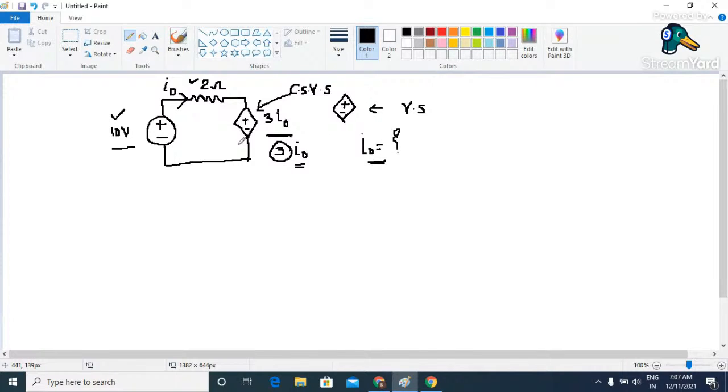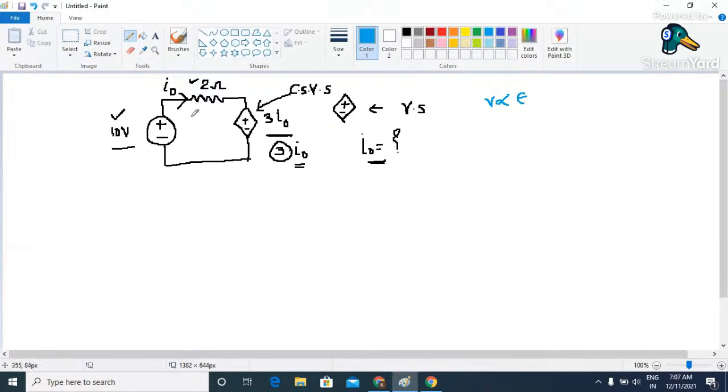Now, in order to calculate the value of I naught, we have to apply the simple law of conservation of energy. In the last lecture, the first lecture of this course, I told you that voltage is proportional to energy, because the basic definition of voltage is energy per unit charge. So V is proportional to E. In this circuit, because all the elements we can express in terms of voltage, we can easily apply the law of conservation of energy here.